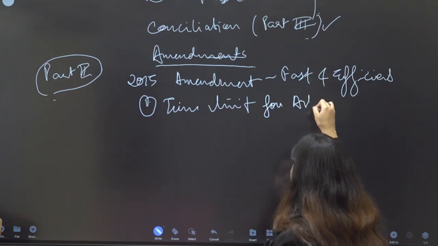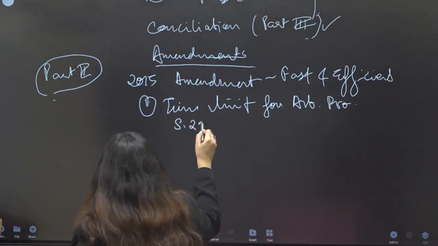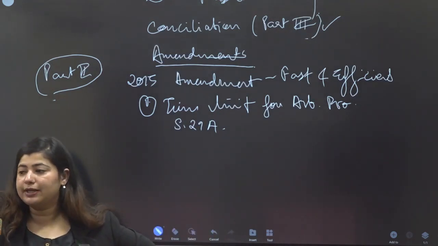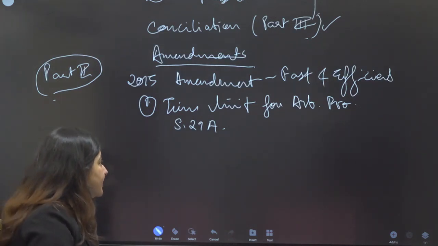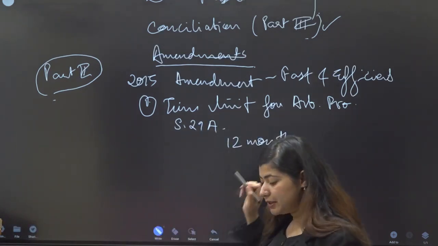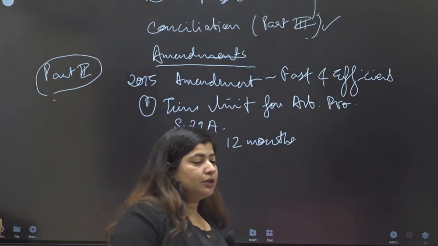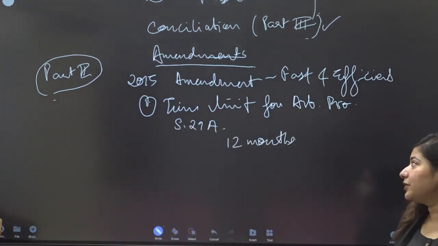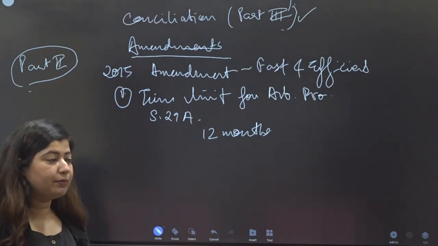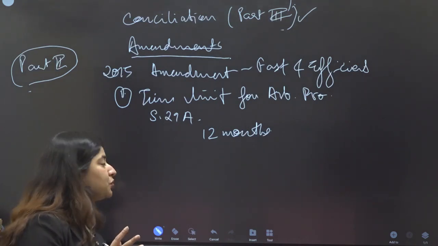Before the 2015 amendment, there was no time limit for arbitral proceedings. The 2015 amendment inserted section 29A. What did this section say? It said that arbitration must be completed within 12 months from the date the tribunal is constituted. The day arbitrators are appointed and the tribunal is constituted, from that very date the arbitration proceeding should be completed within 12 months. This is the restriction that section 29A imposes.